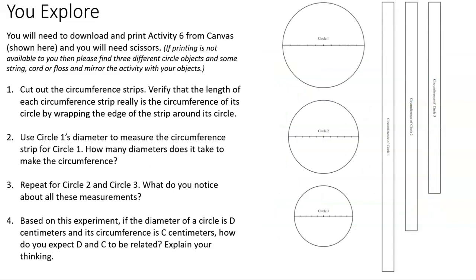In this exploration, you will need to download and print Activity 6, which is available in our Canvas, and you will need scissors. I have the activity here on the side, but if you are not able to print, then go ahead and find 3 different circular objects, some string or cord or floss, and just mirror this exploration with your objects. And then press play when you have completed this exploration.